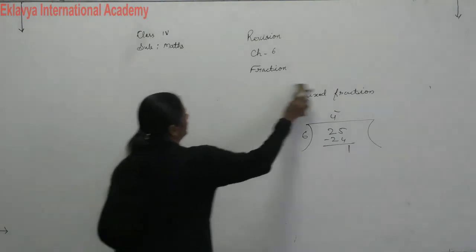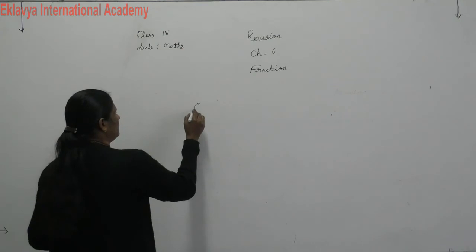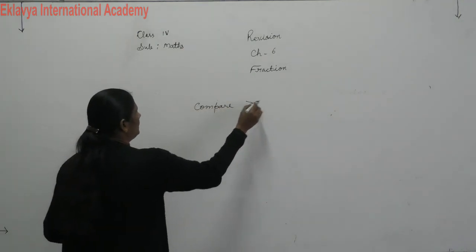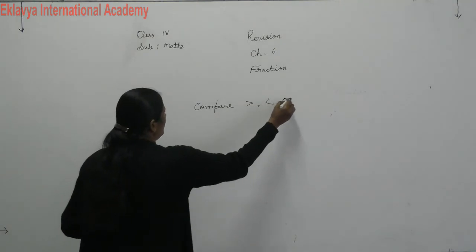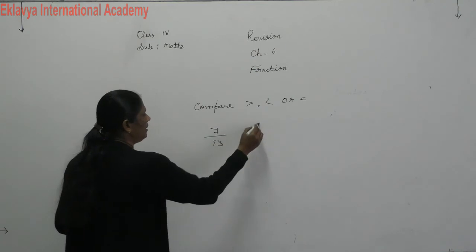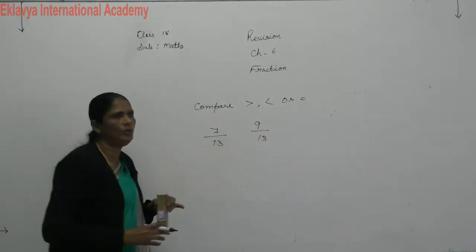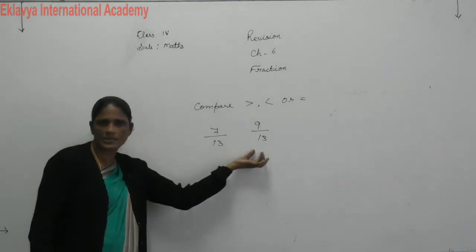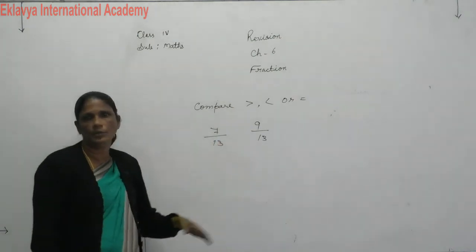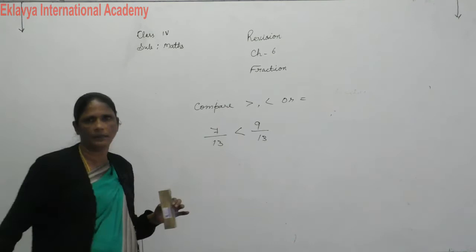Then compare the numbers: 7 by 13 and 9 by 13. First you look here: the denominators are same. Then you look at which numerator is greater. 9 is greater, therefore you put the sign on this side.